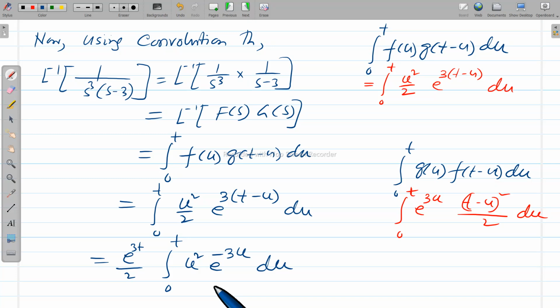Okay, now shall I move to the next slide? Is it clear from where it is coming? So e to the power 3t, it is a constant, you take outside, and 2 is here, that's why I have mentioned e to the power 3t by 2. And here it is coming u square into e to the power minus 3u du. Clear? Is it clear to all of you? Okay, very good. Now come to the next slide.